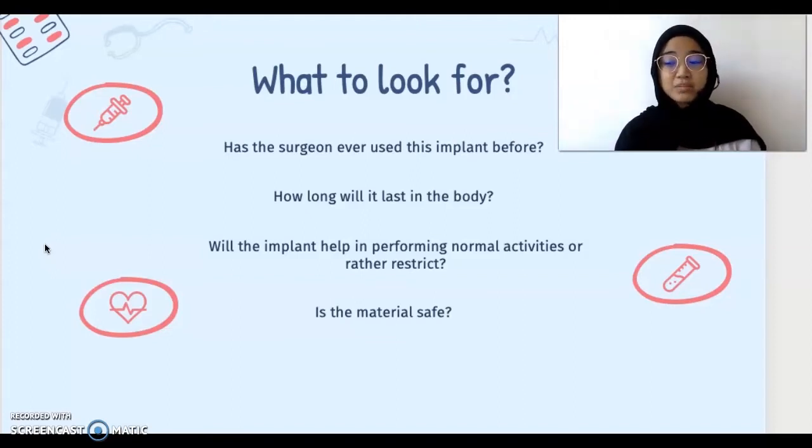The material has to be biocompatible to the body, because we do not want a material that reacts to the body and causes inflammation or any allergies. I will pass this to my friend Miranda.